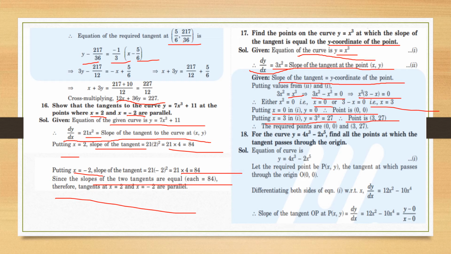Now the next question is: for the curve y equal to 4x cube minus 2x raised to the power 5, find all the points at which the tangent passes through the origin.